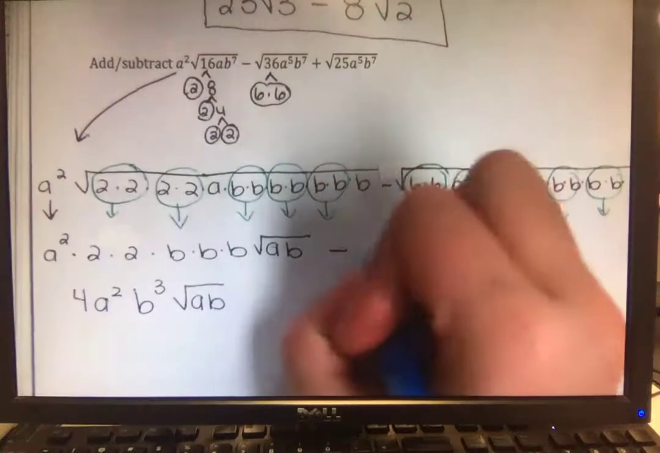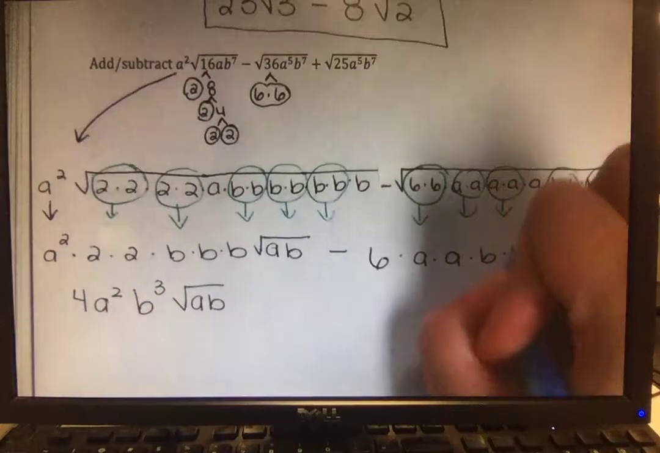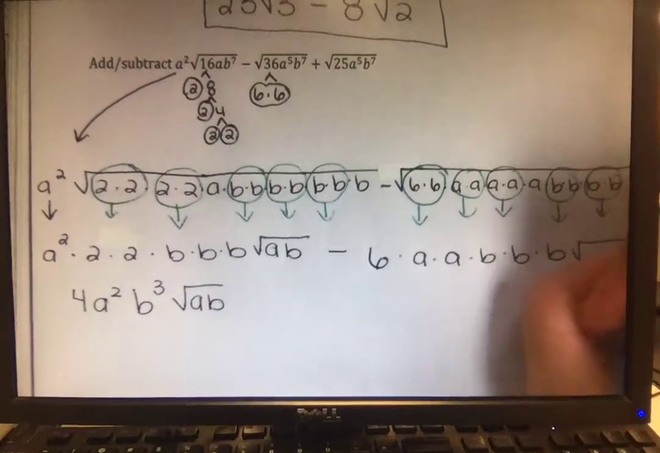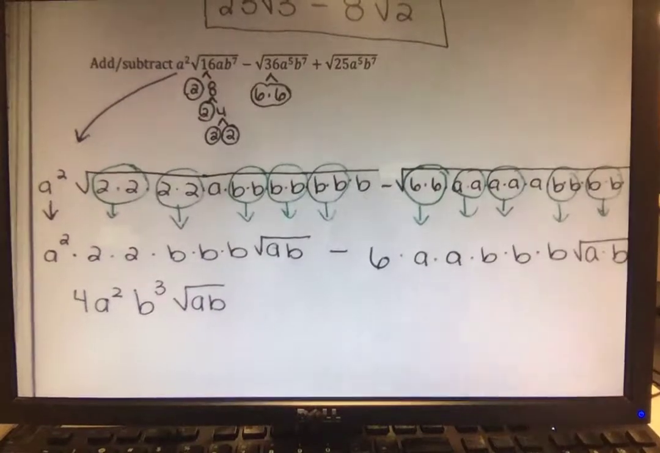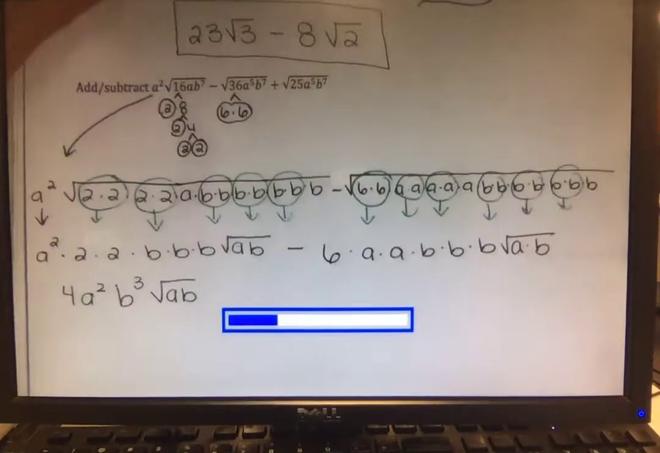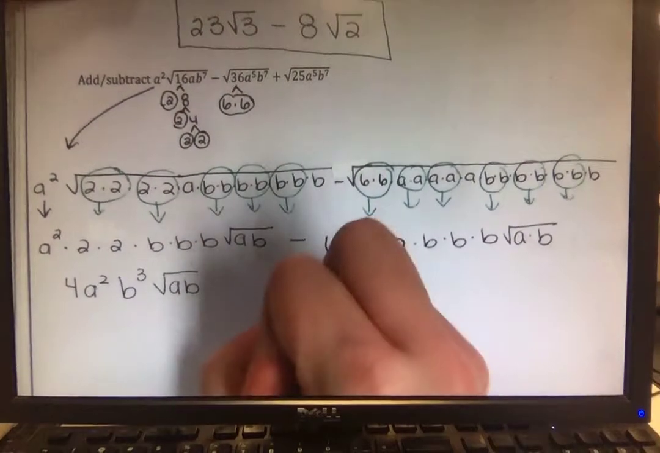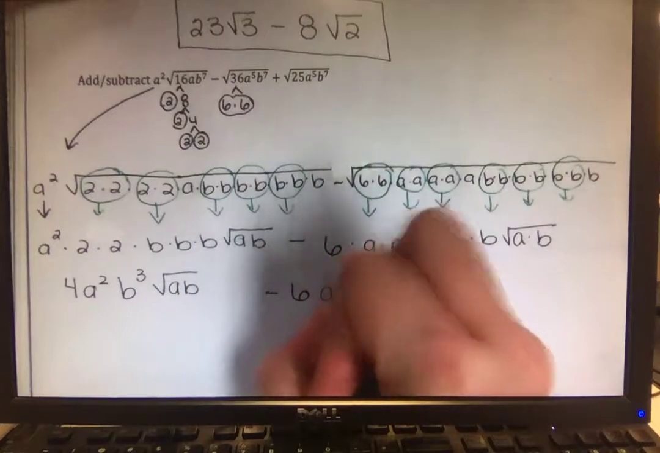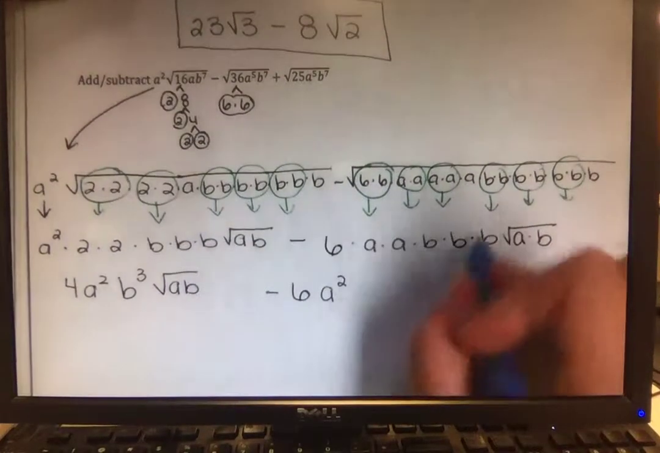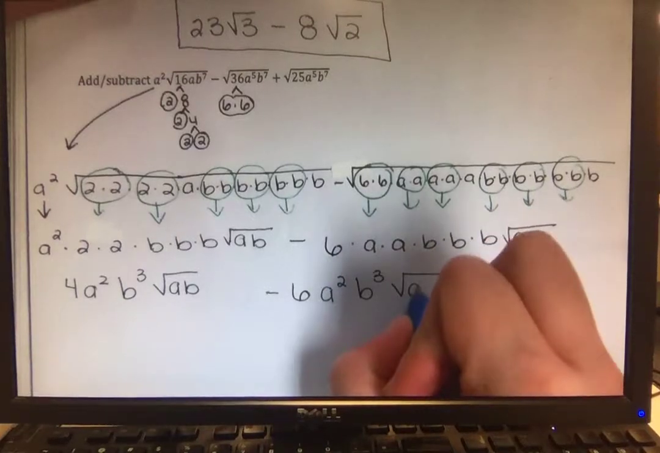So we have minus 6, a, a, b, b, b. Underneath the radical, we have 1a and 1b. So this can be simplified to minus 6. I have 2 a's out front, so a squared. We have 3 b's, so that's b cubed, square root of ab.